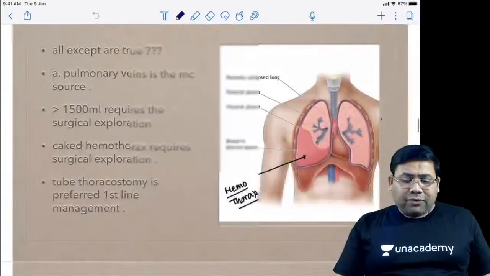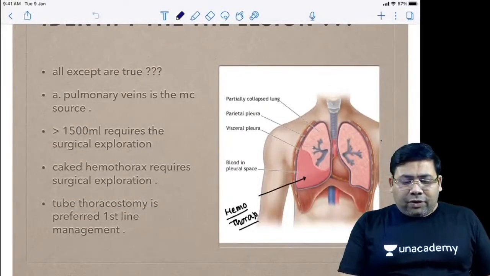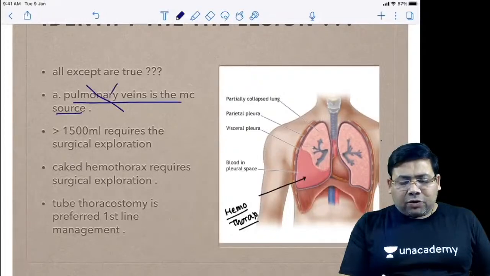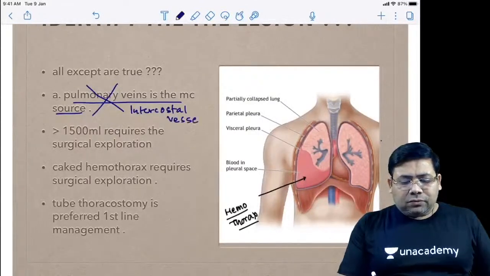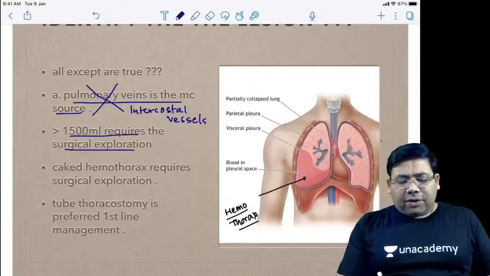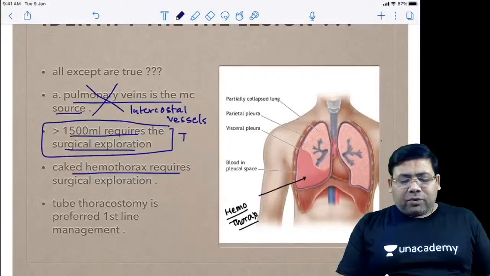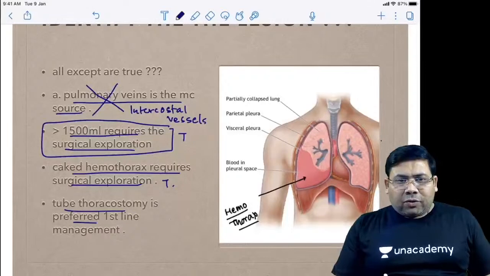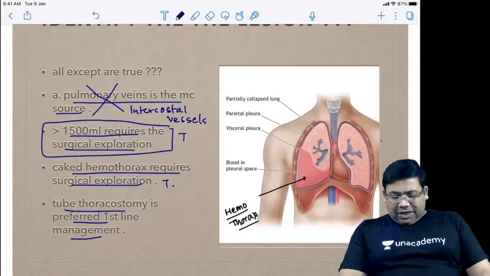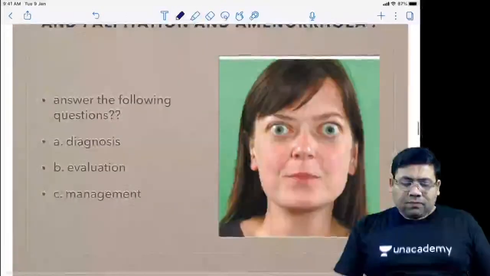So let us go to our question. All except are true for the following condition. Pulmonary vein is the most common source. Not at all. It is the intercostal vessels. More than 1500 ml requires surgical exploration. True. Caked hemothorax requires, how can you remove cake or clot? Tube thoracostomy is the first line preferred management. Absolutely true. You're getting this? Next question.